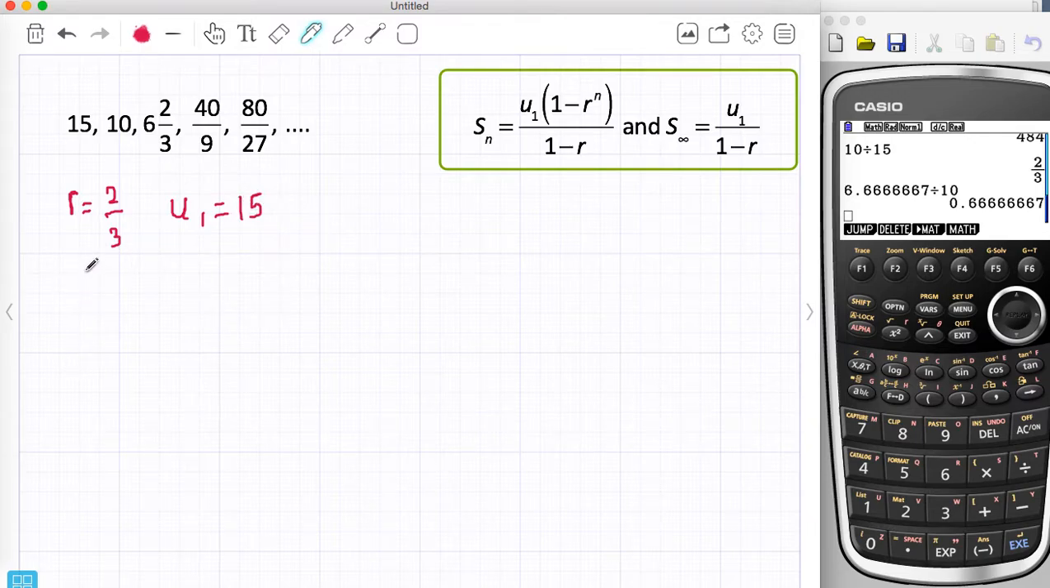Now let's imagine I want to find the sum to infinity. What I'm going to do is not really work out the sum to infinity to begin with. I'm going to actually work out the sum of the first 100 numbers, and I'm going to use this formula here. So I'm going to say u1, 15, times 1 minus 2/3 to the power of 100. I need to put a bracket around there so I'm doing the whole 2/3.